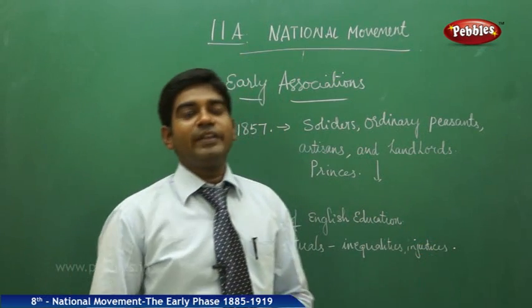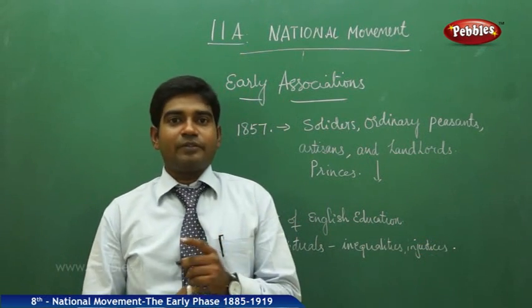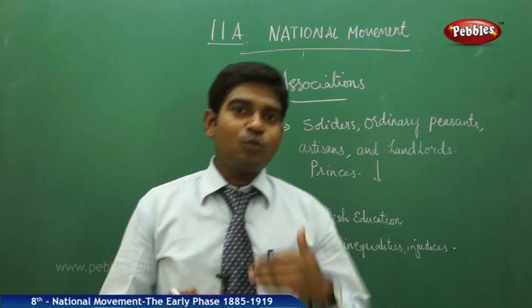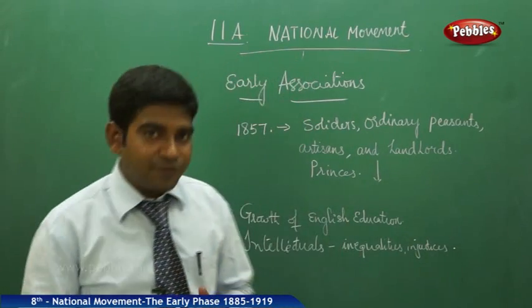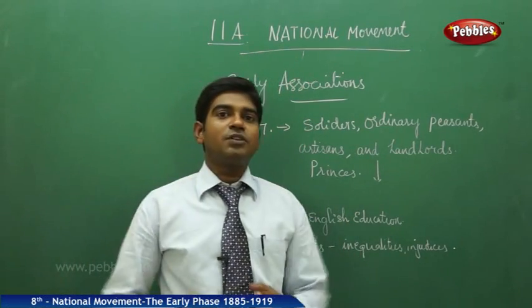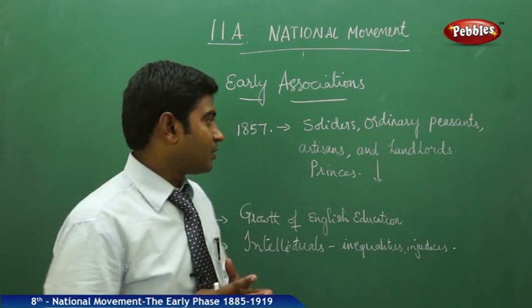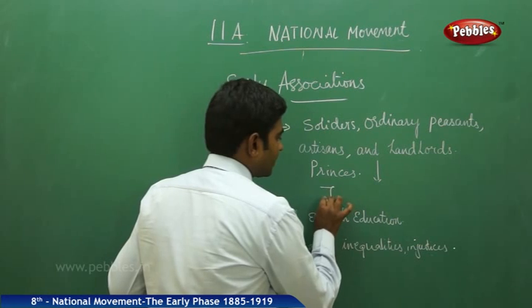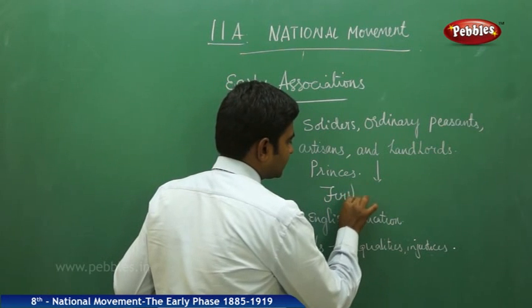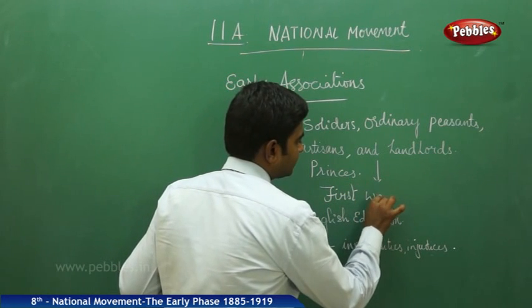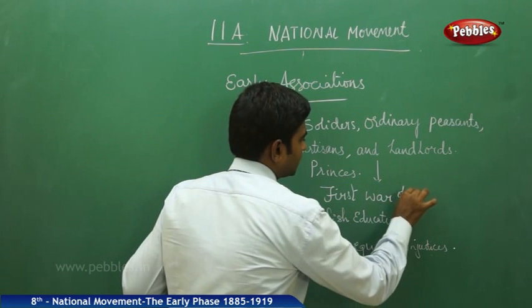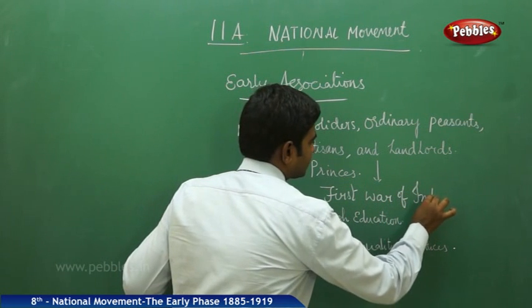Now let us move on to the Indian national movement from the grassroots level. The Indian national movement started earlier, in the period of 1857, where most people had active participation. That's why it's rightly known as the First War of Independence.